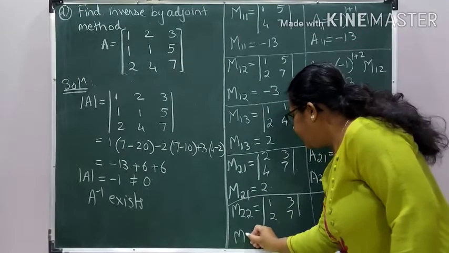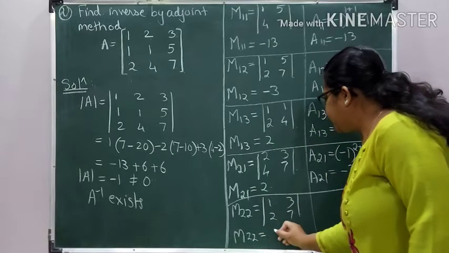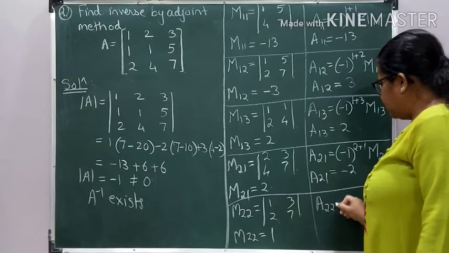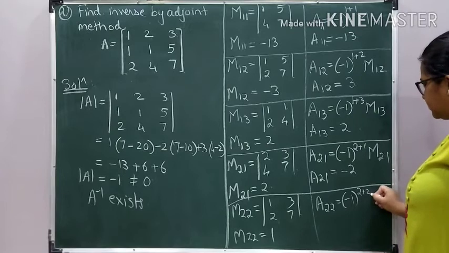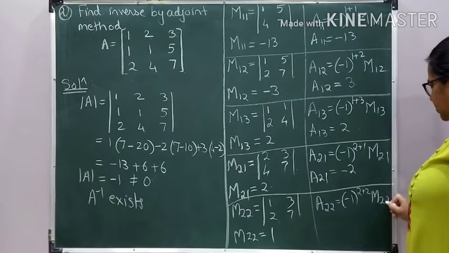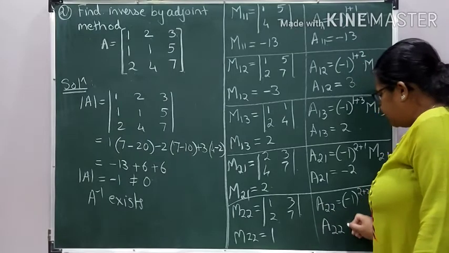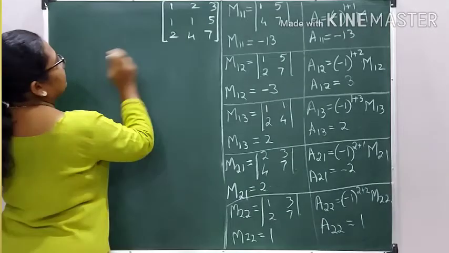So what is M22? M22 is equal to 7 1s are 7, 3 2s are 6. 7 minus 6 is 1. And the cofactor A22 is equal to minus 1 to the power 2 plus 2 into M22. 2 plus 2 is 4, so this is 1. 1 into 1 is 1. So A22 is equal to 1.